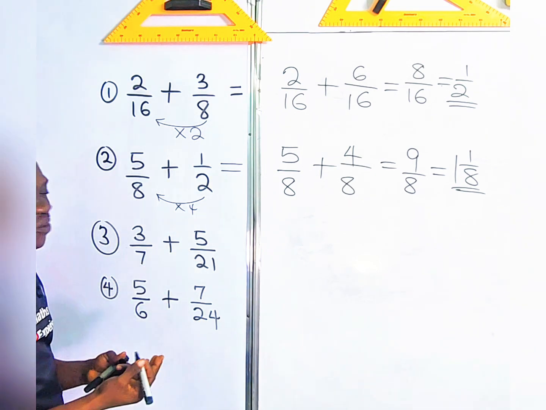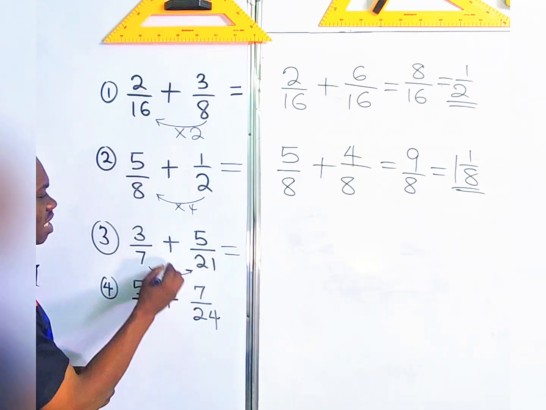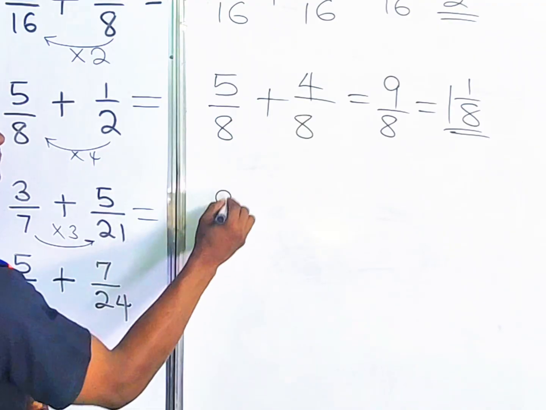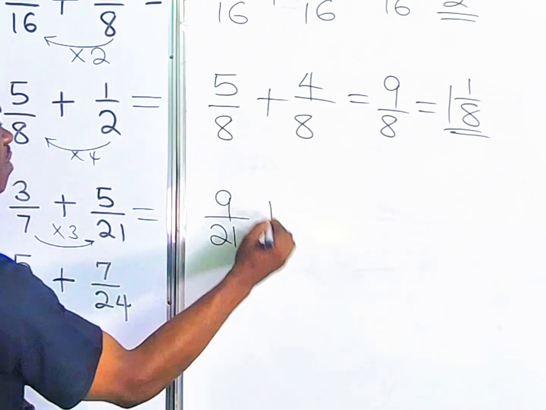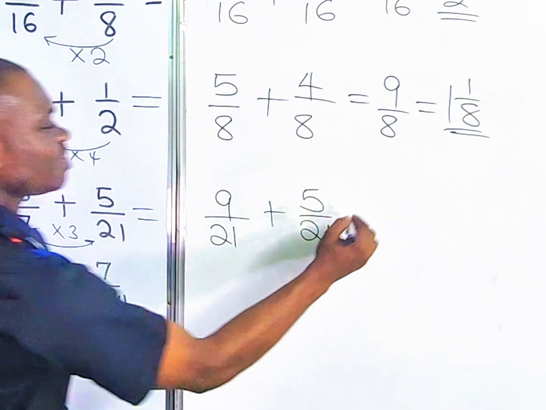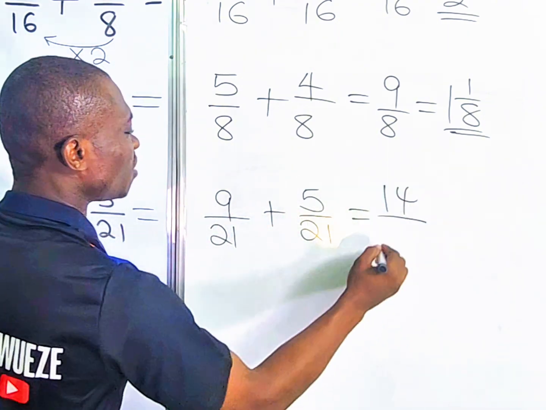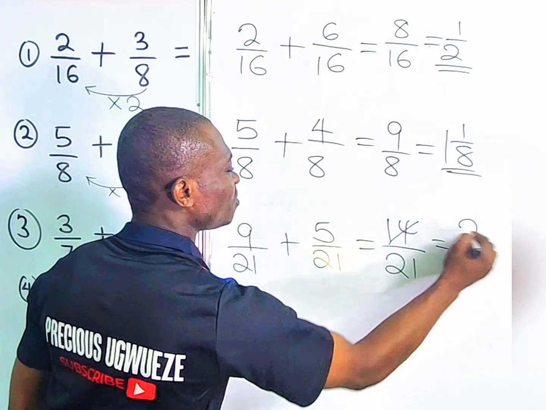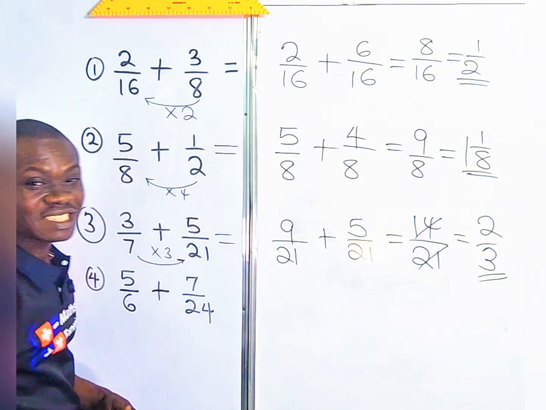So for the third one, the same. Here, this is the one that I will scale up to this by multiplying by 3. So this times 3 is 9 all over 21, plus I will return the second fraction the same way, and that is going to give me this plus this is 14, and so 14 over 21. So 7 can go in here 2 times, 7 can go in here 3 times, and you have 2 over 3. And that is your solution.